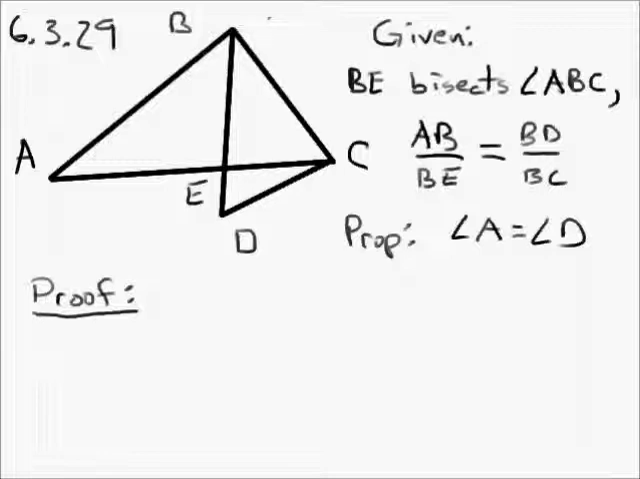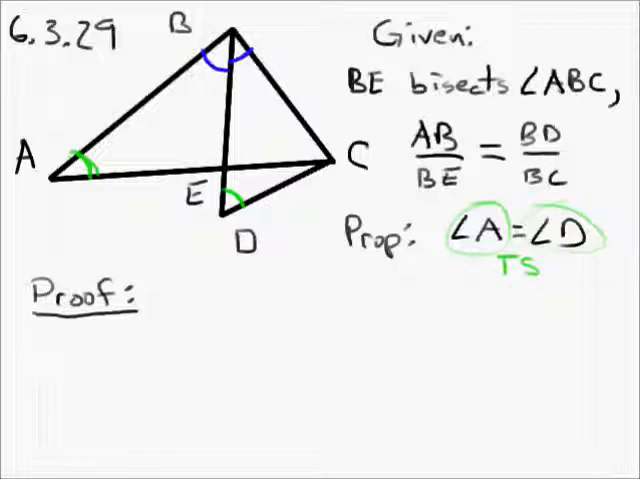We're going to say that this angle right here, ABE, is congruent to this angle over here, EBC. These guys are congruent. We also know that AB divided by BE, the ratio between AB and BE, is equal to the ratio between BD and BC. And what we need to show is that angle A right here is equal to angle D right here. We need to show this.